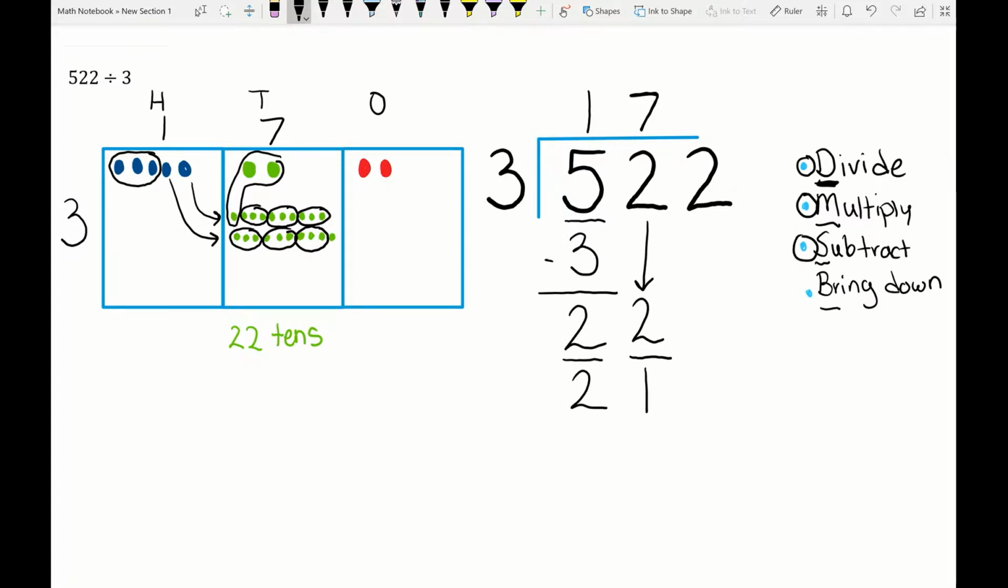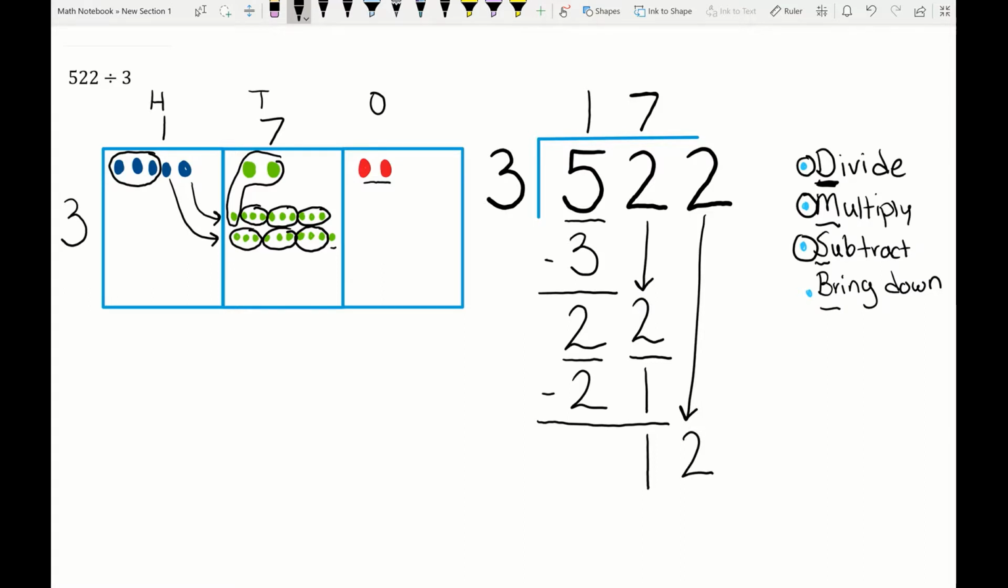Then I subtract. I have 1 remaining. We started with 22 tens and made 7 groups of 3. That took care of 21 of the tens and 1 remained. Looking at the place value method, we see that we have 1 ten and 2 ones left to continue dividing. I can show that in my standard algorithm by bringing down the 2.